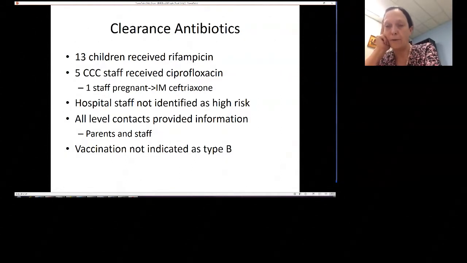There were 5 staff who'd worked at least 20 hours in the same room during the 7 days, who received ciprofloxacin, and there was another staff member who was pregnant who required intramuscular ceftriaxone. There was no hospital staff that were exposed to the secretions, and then all the remaining parents and staff at the centre were provided with information, and because it was type B, vaccination was not indicated.